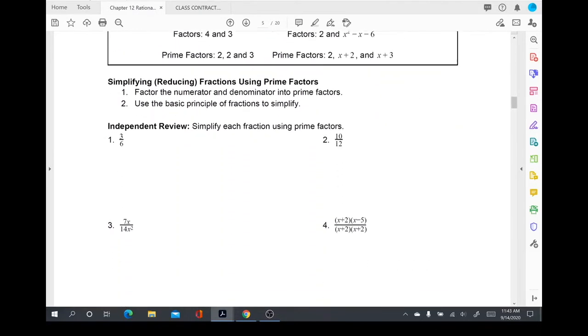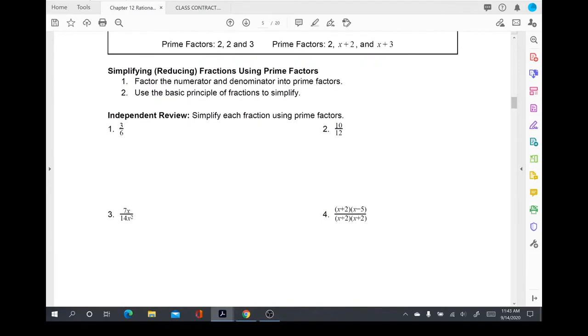I'm going to have you do most of this next section yourself. I'll do the first one as an example. I want you to simplify each fraction using prime factors. So you need to determine the prime factors of the numerator and the denominator. So for this first question, we have 3 over 6. The numerator is 3, which is prime, and the denominator is 6.